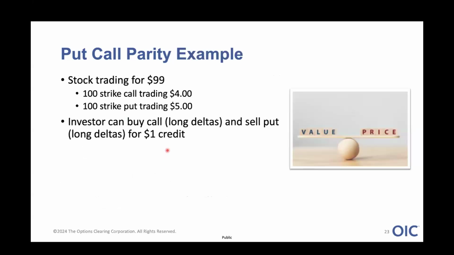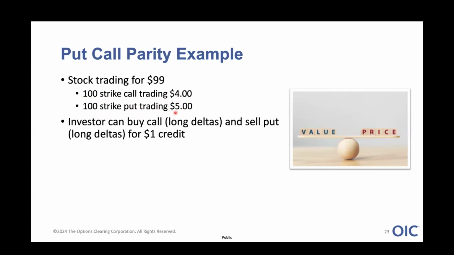So let's look at an example where put call parity is maintained. We have stock trading for 99. And in this example, we have the 100 strike call trading for 4 and the 100 strike put trading for 5. Okay, so in this case, if I were going to buy the 100 strike call for 4, it has roughly a 50 delta, meaning that it's right at the money. I could turn around and sell the 100 strike put against it for $5, netting me a $1 credit. Okay, 4 minus 5, it's a $1 credit.